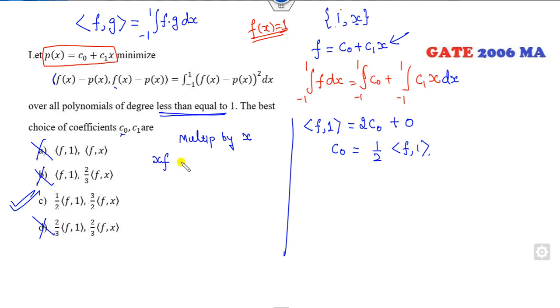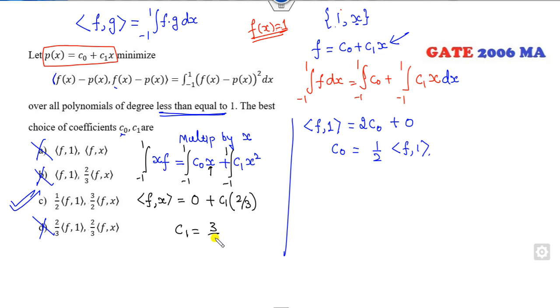So f into x is C0 x plus C1 x square, and then you can integrate over minus 1 to plus 1. This is nothing but the inner product of f and x. This is the odd function, so its integration is 0. This is my C1, and the integration will be 2 over 3. So C1 is 3 over 2 times the inner product of f comma x. You can see the right answer is C, the correct option.